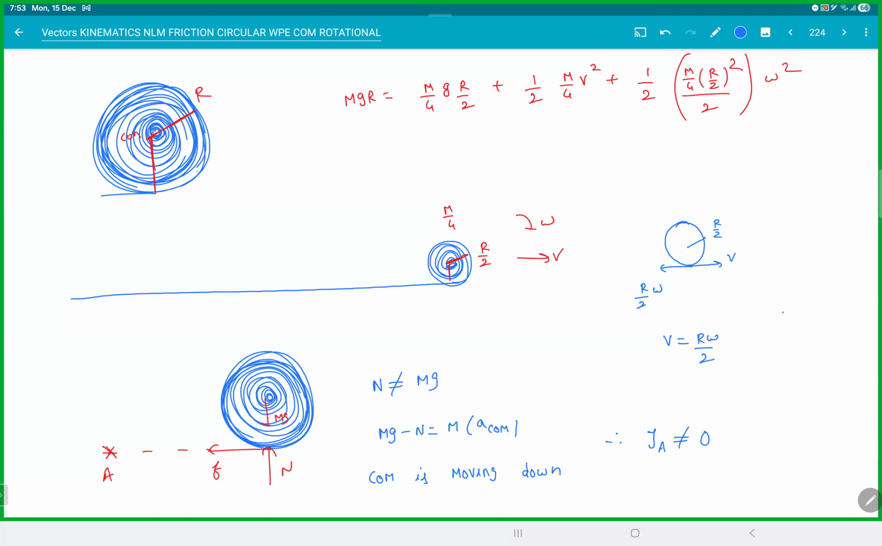In normal cases, what used to happen? N used to be equal to mg. Now N is not equal to mg here because it is shifting down. Therefore, angular momentum about A is not conserved. Clear with this? Because we have a habit, right? N is mg. But what we forget here is the center of mass of this thing is continuously coming down. So the center of mass is not at rest. All clear with this? It's a good one.